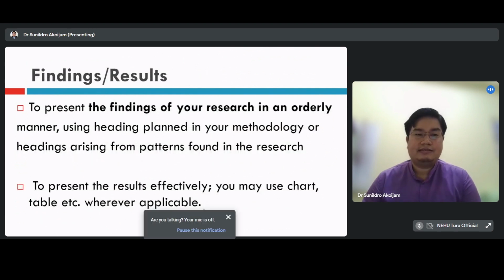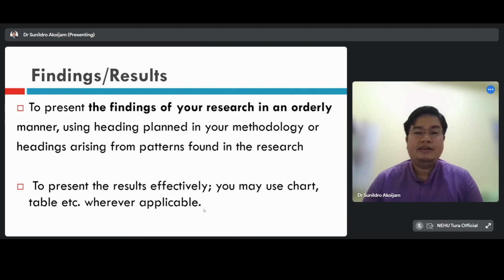Now coming to the next, the findings and results. In this section, you're presenting the findings of your research in an orderly manner, using headings planned in your methodology or headings arising from patterns found in the research. Means you're presenting your findings in such a logical sequence that when the readers or reviewers read, they will be able to relate those findings to your methodology and your objectives. It should be in a very logical sequence and manner.